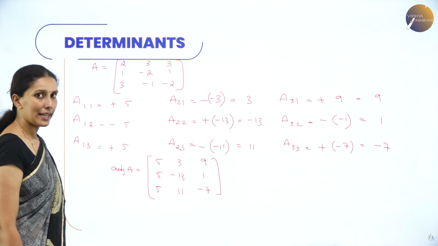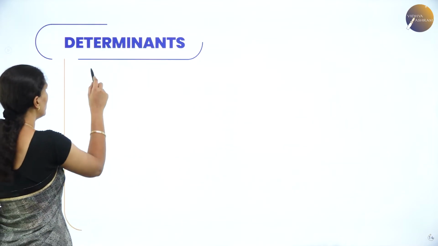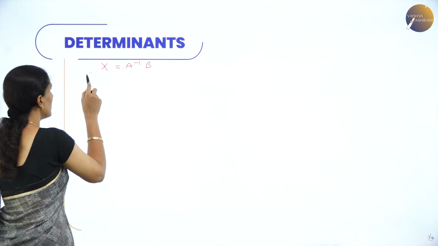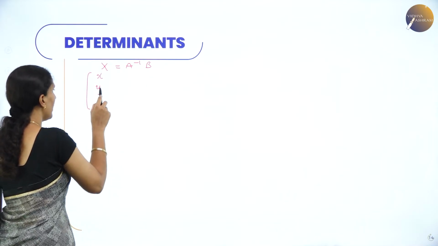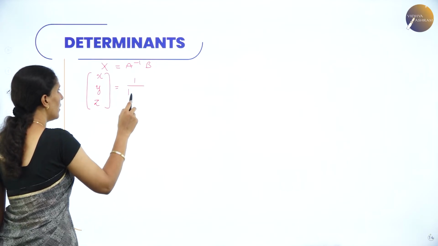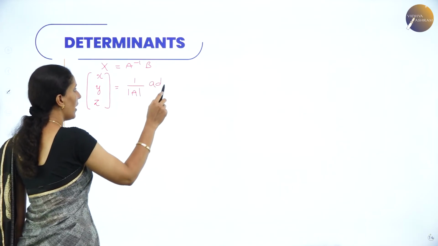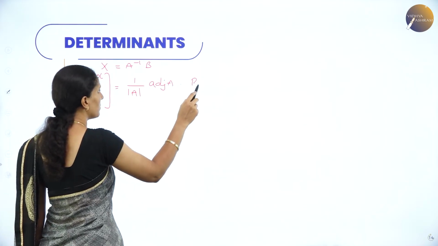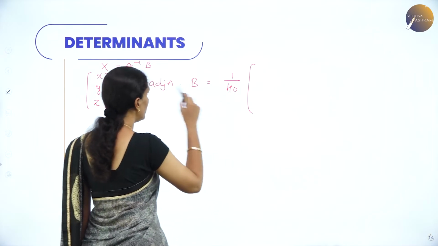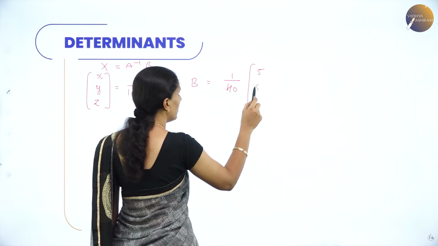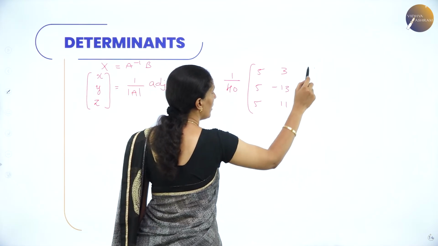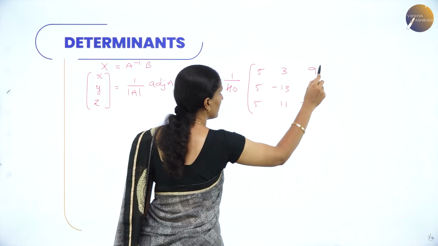Now we can also write A inverse. So therefore, X is equal to A inverse into B. So this is X, Y, Z. We know this is 1 over determinant A into adjoint A into B. So here we have 1 over 40. Adjoint A is 5, 5, 5, 3 minus 13, 11, 9, 1 minus 7.